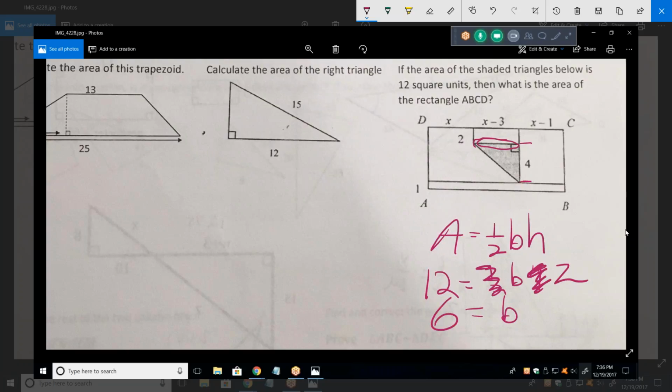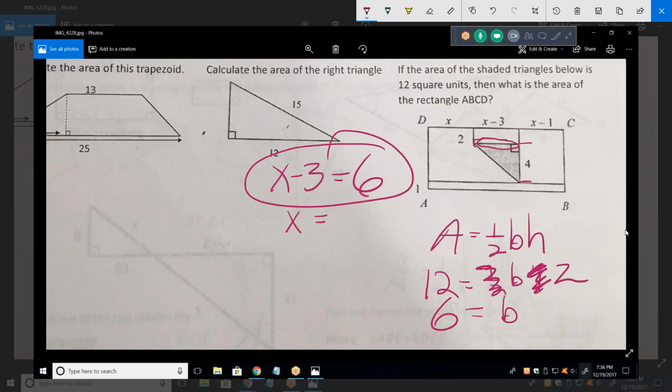Okay. So if B equals 6 and x minus 3 is what's equal to B, in other words, x minus 3 equals 6, what's x equal? Solve that equation. Okay. 9. Okay.